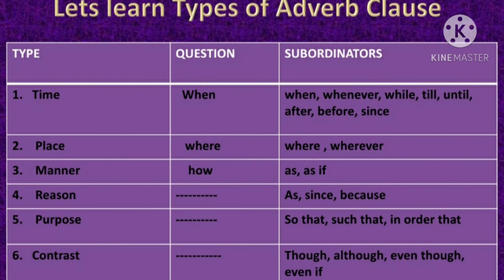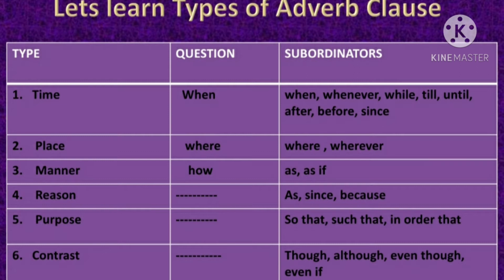There are 9 types of adverbial clauses: adverb clause of time, adverb clause of place, adverb clause of manner, adverb clause of reason, adverb clause of purpose, adverb clause of contrast, and the remaining ones we will see in the next slide. So let's begin with the adverb clause of time.